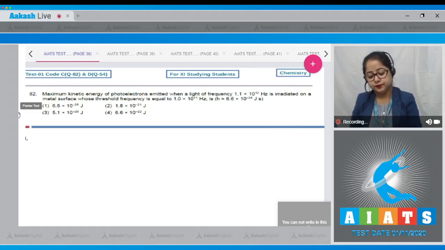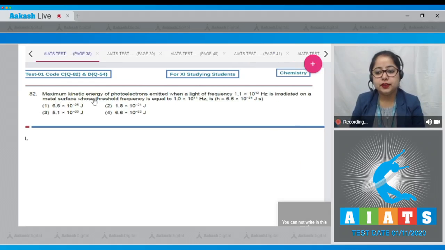Let's read the question. Maximum kinetic energy of photoelectrons emitted when a light of frequency 1.1 into 10 to the power 12 Hz is irradiated on a metal surface whose threshold frequency is equal to 1 into 10 to the power 11 Hz is. We are also given the value of h, which is 6.6 into 10 to the power minus 34 joule second.